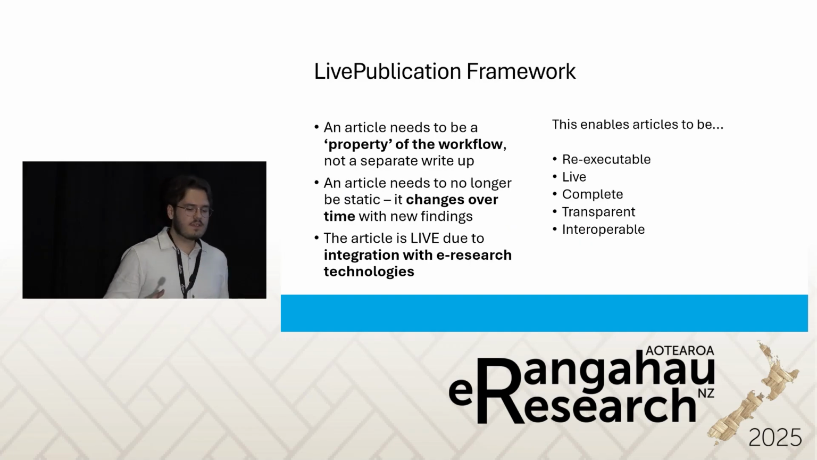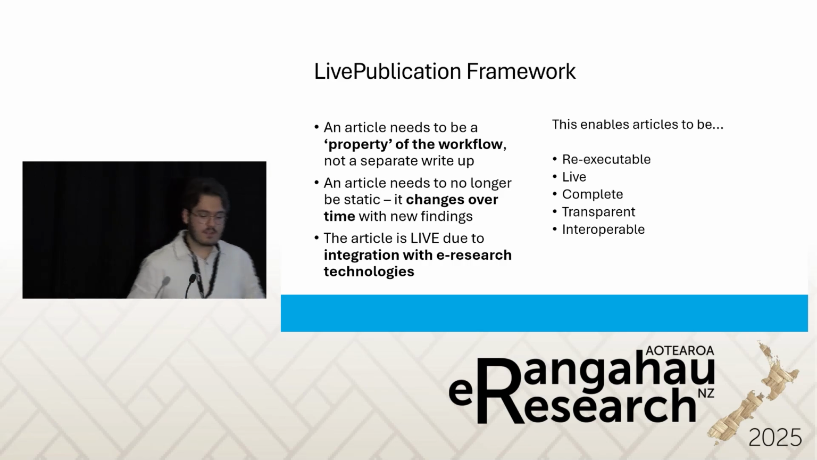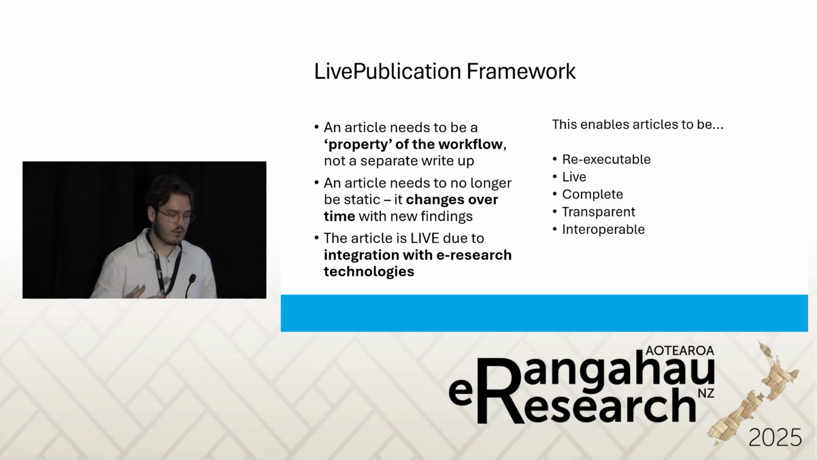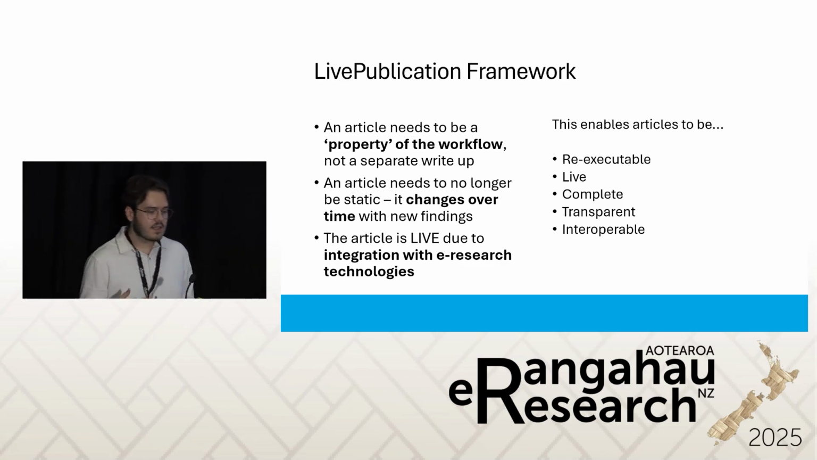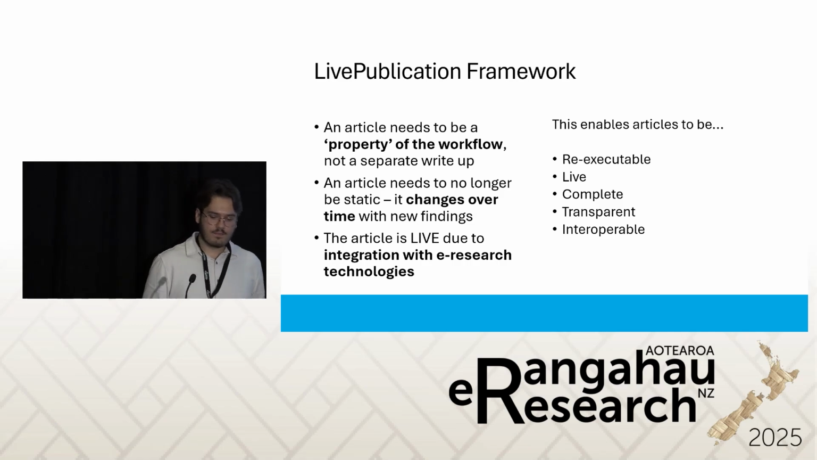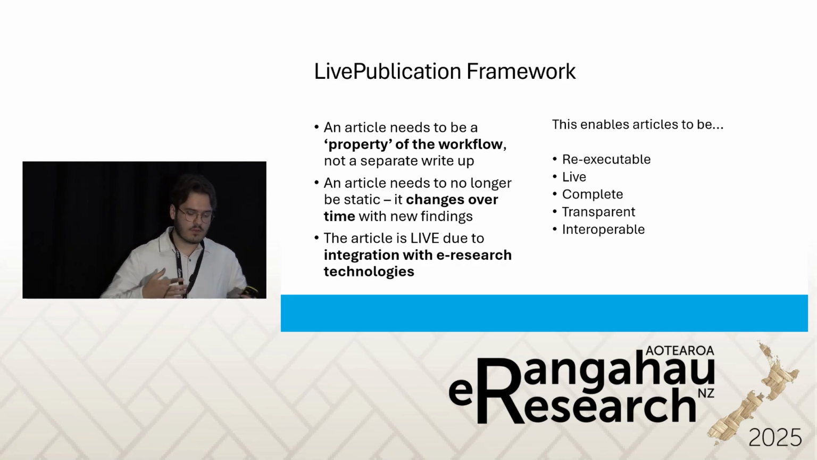So to enable liveness, there are two main aspects to a research article that we need to reconceptualize. The first is that an article itself needs to be no longer considered a separate write-up or a static snapshot of the science that took place earlier. It instead needs to be an integrated and derived product from the computational work itself. Second, that publications are no longer static. This centralizes the findings of a researcher's hypothesis into a single article with many possible revisions or versions.